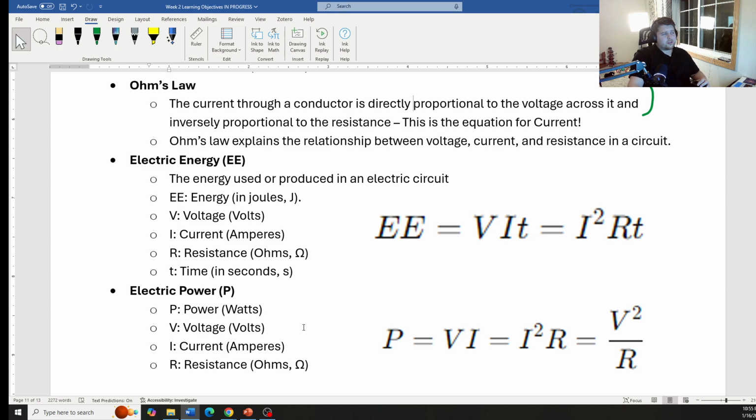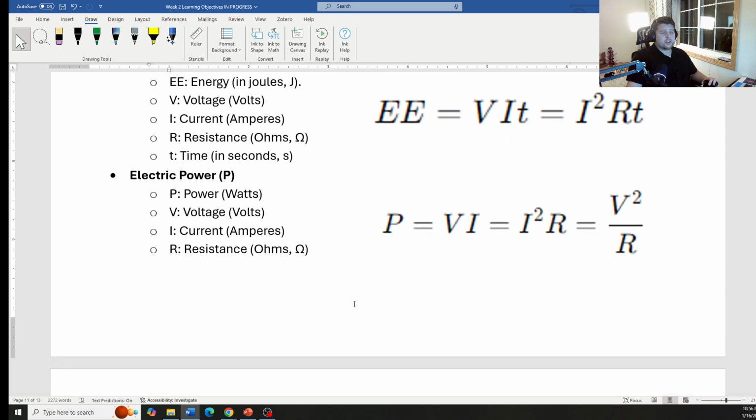More equations, something called electric energy. This is the energy used or produced in an electric circuit. The energy is in joules. We have voltage, current, resistance, and time. So here we have our equation, straight plug and chug all the way through. Then we also have electric power. Power is measured in watts, voltage in volts, current in amperes, and then again resistance. Power is equal to voltage multiplied by the current.